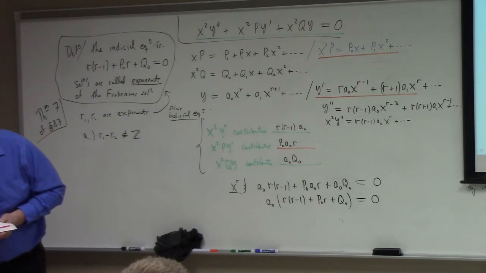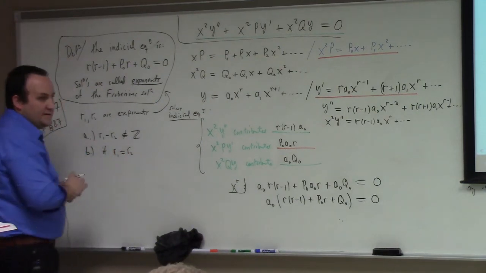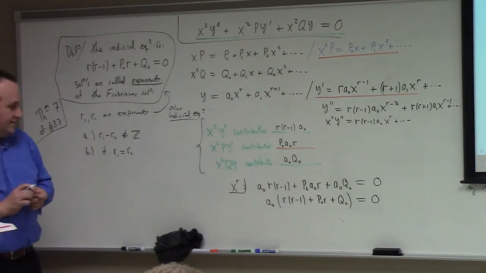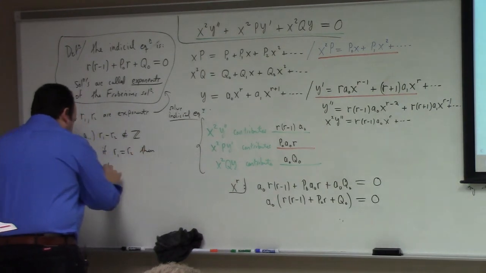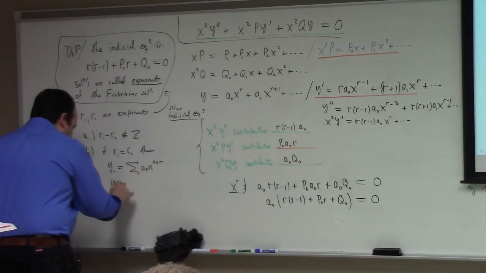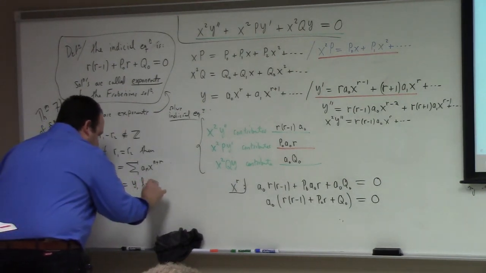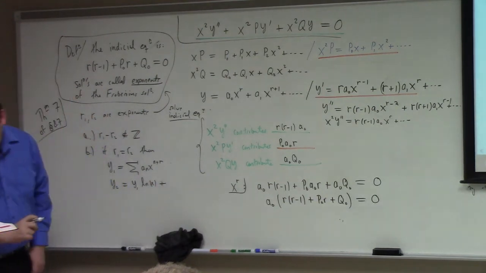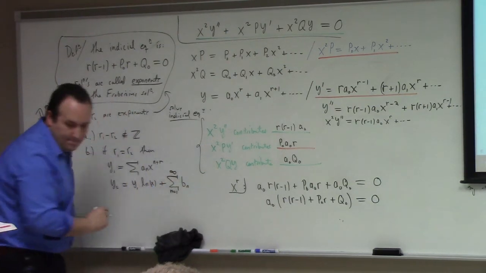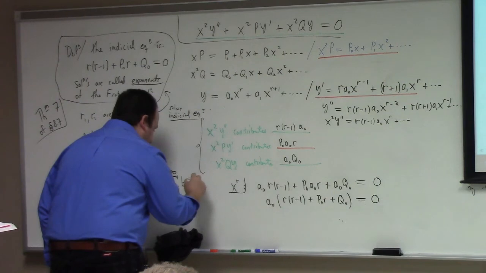Part B, if R1 equals R2, then he says you find a Frobenius solution, and the other one is given by y1 equal to the sum of an x to the n plus r, and then y2 is equal to y1 log x plus the sum n equals 1 to infinity of bn x to the n plus r. He's got it centered at a different point other than 0, but I'm writing it centered at 0. I hope that's okay.